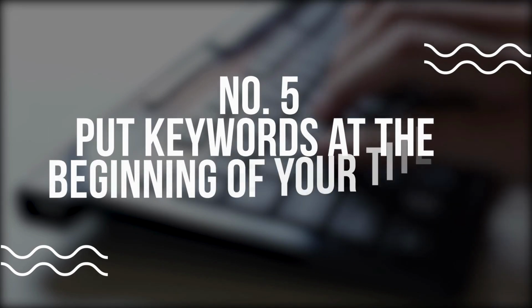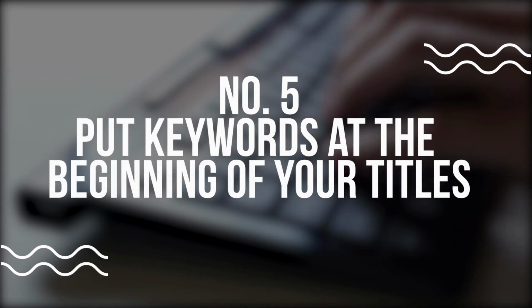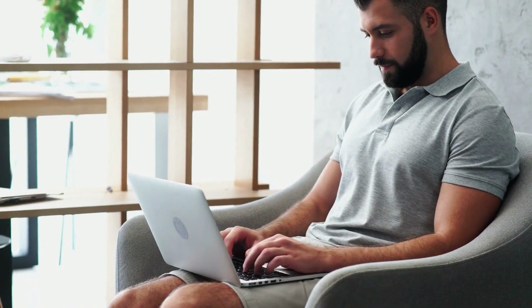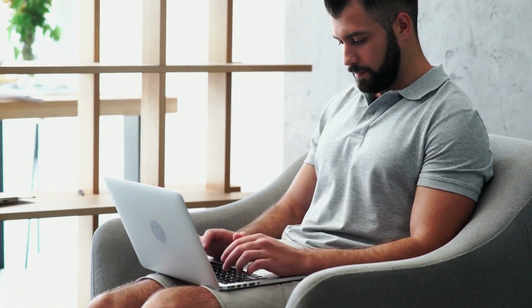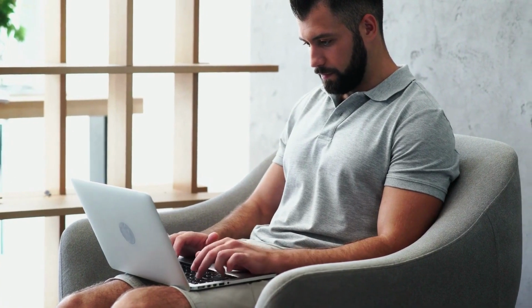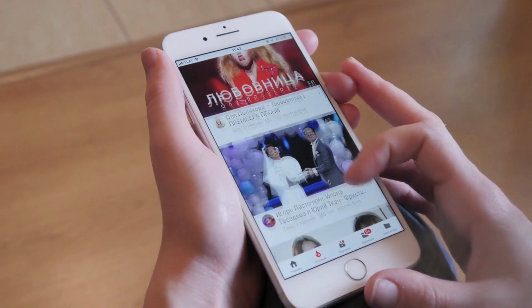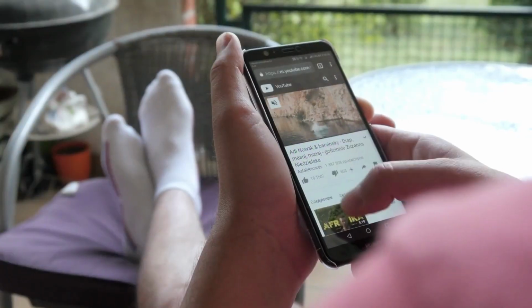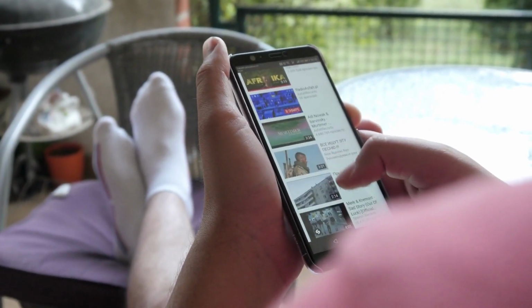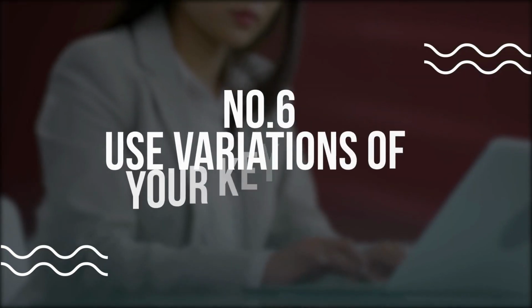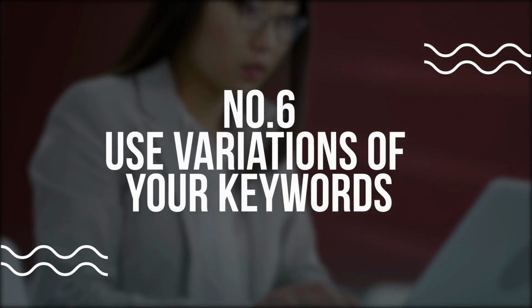Number 5. Put keywords at the beginning of your titles. Putting your targeted keywords at the beginning of your video titles can improve your video's search ranking and make it more likely to be clicked on by viewers. Use your most important and relevant keywords at the beginning of your titles to help your video stand out in search results.